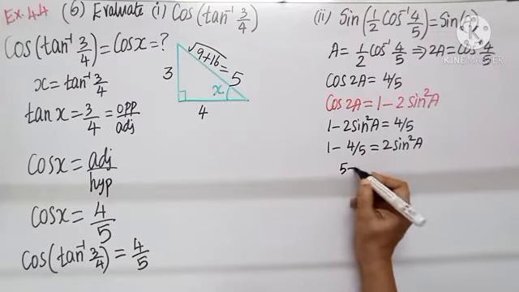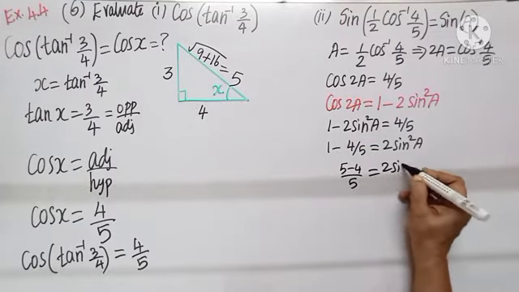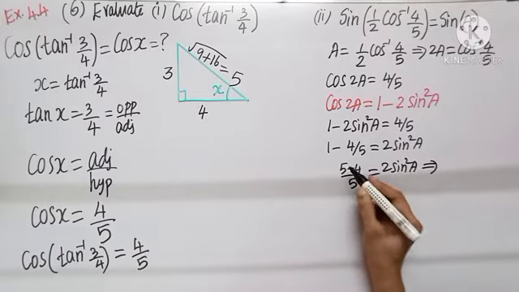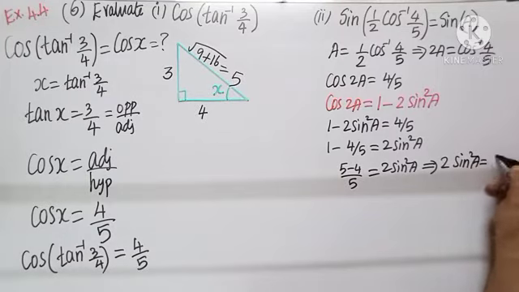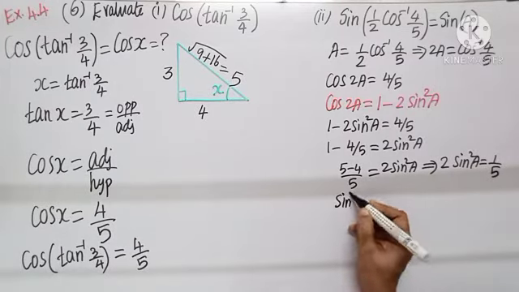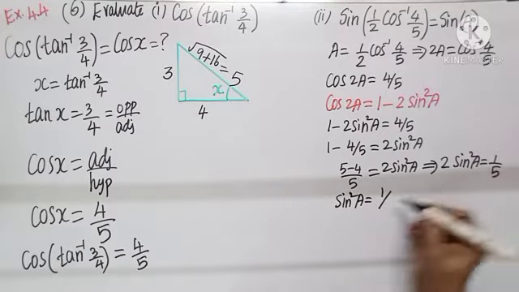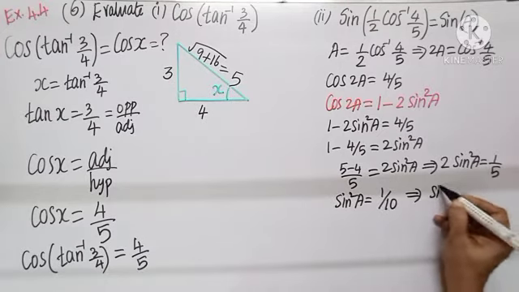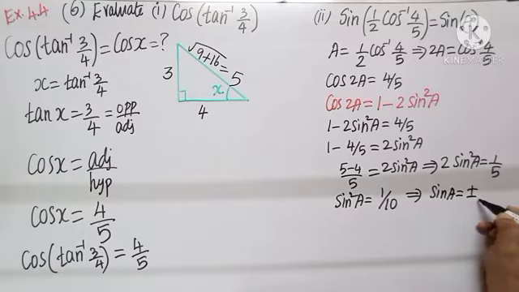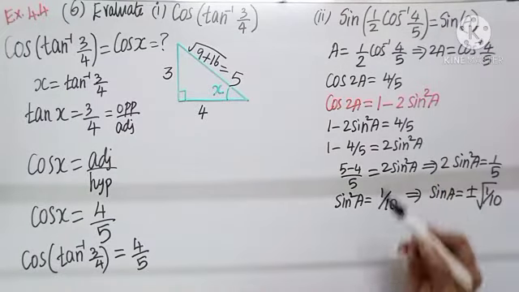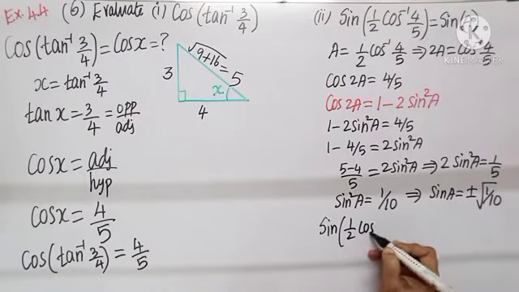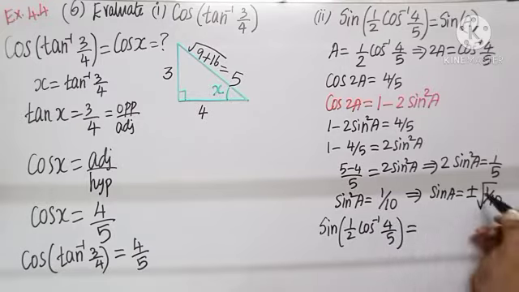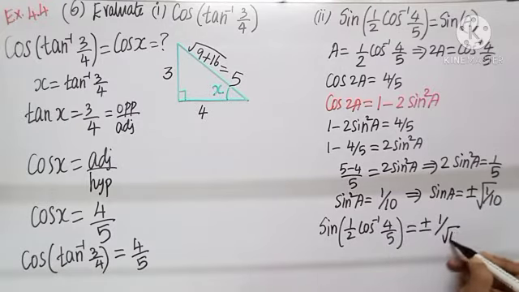5 minus 4 by 5 equals 2 sine square A. This implies 5 minus 4 is 1 by 5. 2 sine square A equals 1 by 5, or sine square A equals 2 5s are 10. This implies sine A equals plus or minus root of 1 by 10. My question is, what is sine A? So we will take and write the answer. Sine half cos inverse 4 by 5 equals plus or minus 1 by root 10.